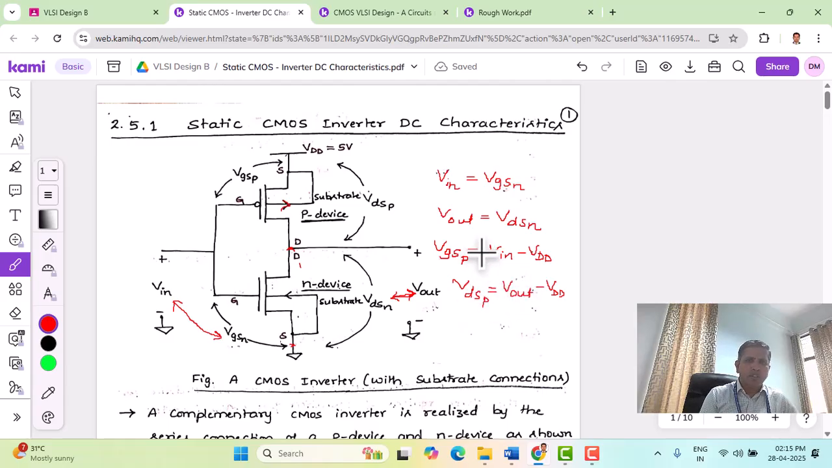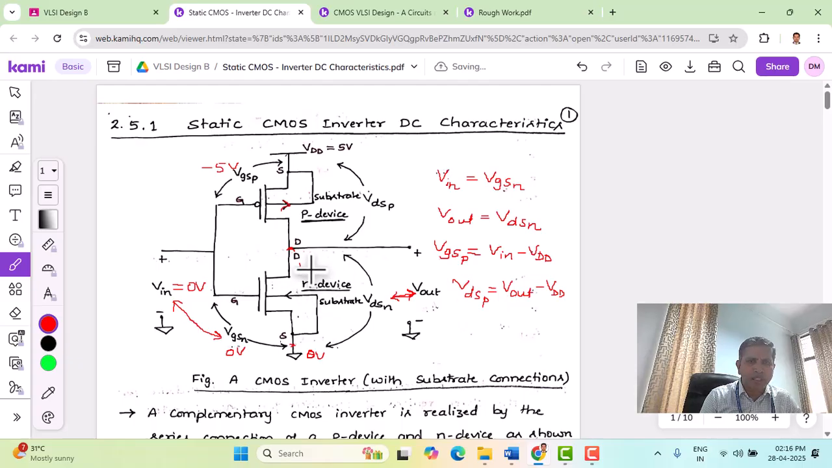So this circuit overall is a CMOS inverter circuit, and let us try to understand its operation for input as 0 volts and 5 volts, only two levels. When input is equal to 0 volts, let us see which transistor is going to be on. VGSP is VG minus VS, which is minus 5 volts. This value is going to be minus 5 volts. Whereas for VGSN, we have 0 volts here and 0 volts here. So VGSN is going to be 0 volts.